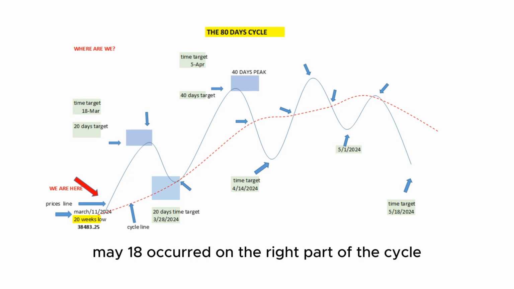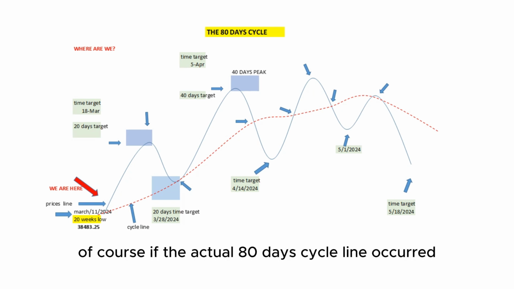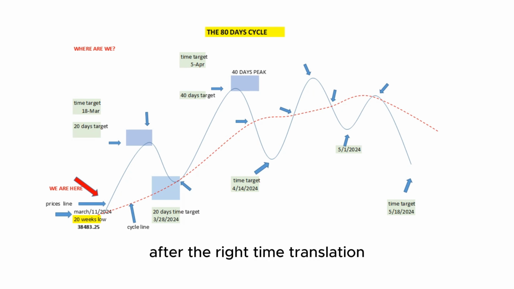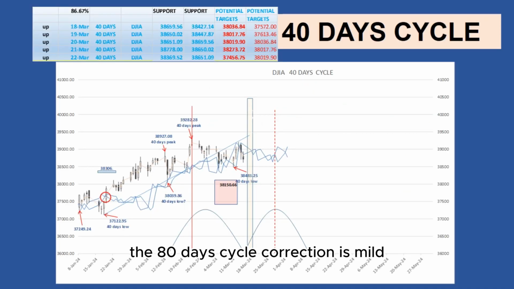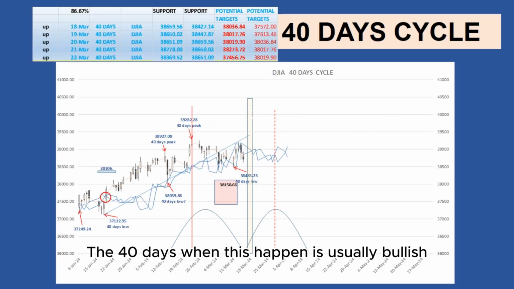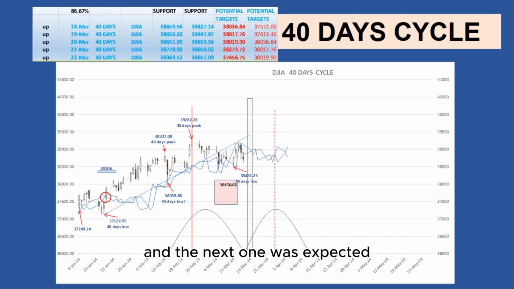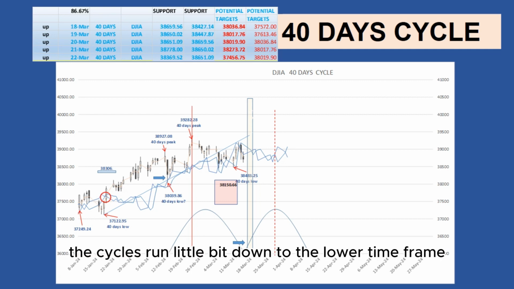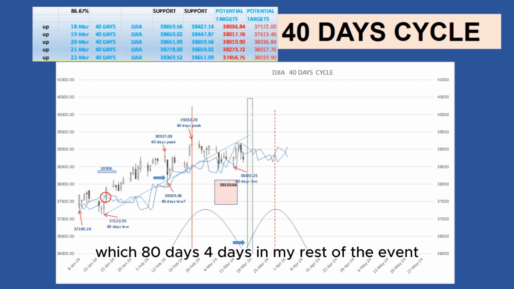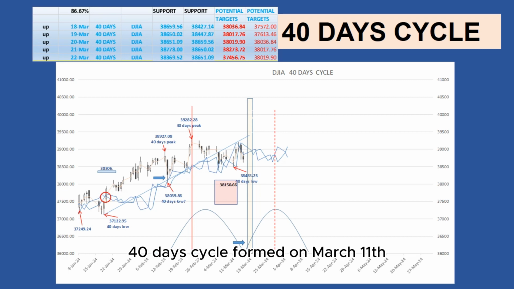Occurred on the right part of the cycle. Of course, if the actual 80-day cycle low occurred after the March time translation, we have to adjust the dates. This is the reason why the 80-day cycle correction is mild. The 40-day when this happens is usually bullish. On my last update, the last 40-day cycle was on February 13th, and the next one was expected on March 21st. But again, there is a possibility the cycles run a little bit shorter than the lower time frame, which is 34 days. In my last probability the 40-day cycle formed on March 11th.